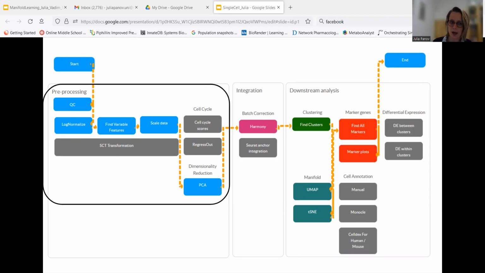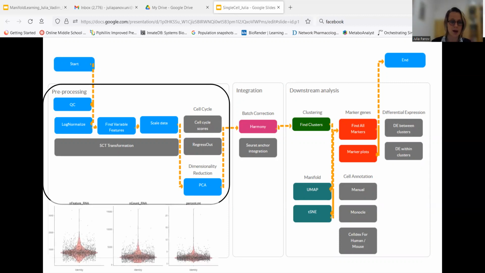So for example, doublets, which are droplets or microwells that have two cells instead of one. And we can identify these doublets by the amount of genes expressed in these cells. So they are outliers if we calculate the overall expression of genes. And in the graph, you can see those as nFeatures. And we can also identify these cells by the amount of molecules, or here on the graph called nCounts.